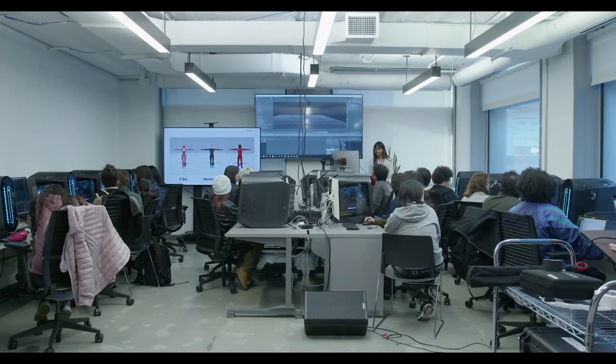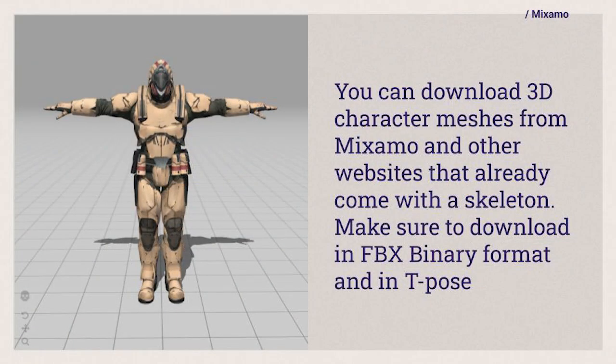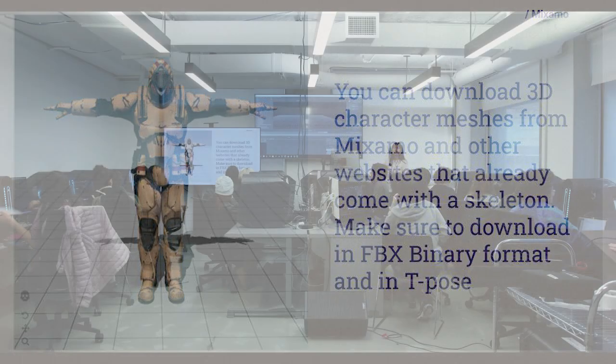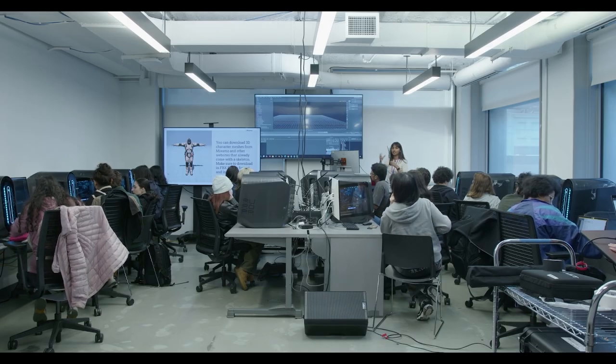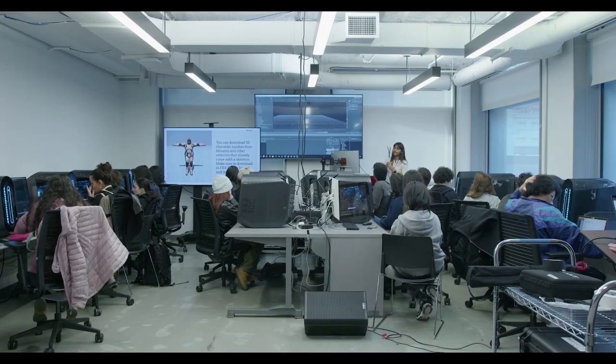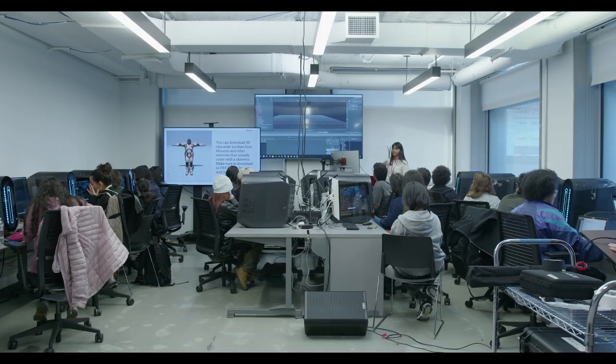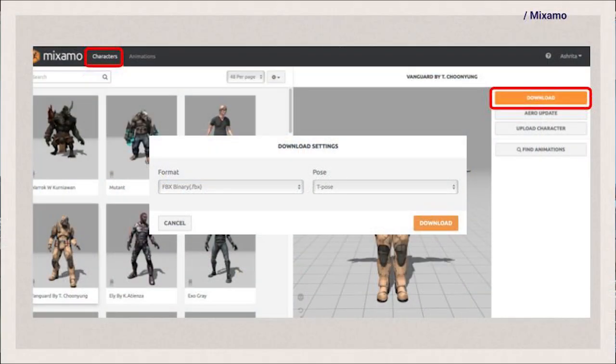For future reference, if you want to download your own 3D character, or you're making your own 3D character, just make sure it comes rigged. That means it already has a pre-made skeleton. If not, you can also auto-rig it, or add a skeleton to it in Mixamo, which is the Adobe software. And make sure to download it in a T-pose and in the FBX binary format.